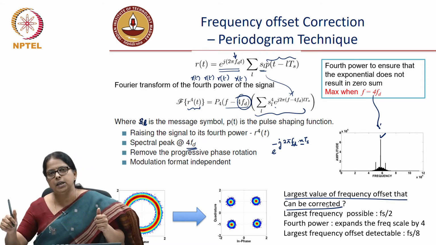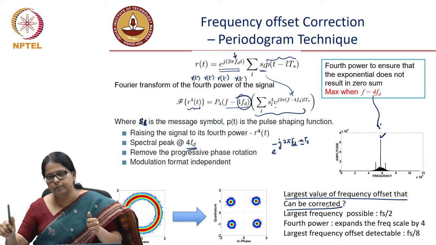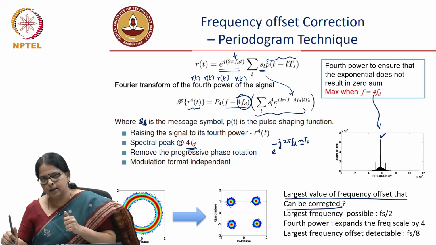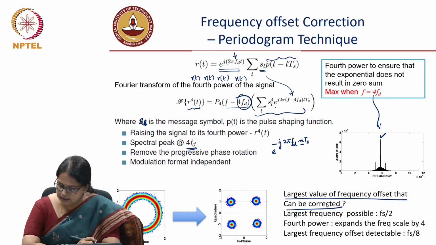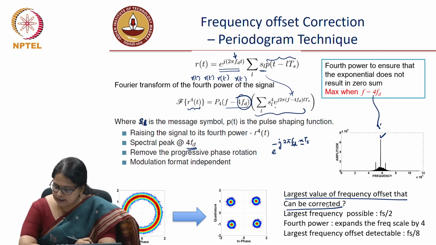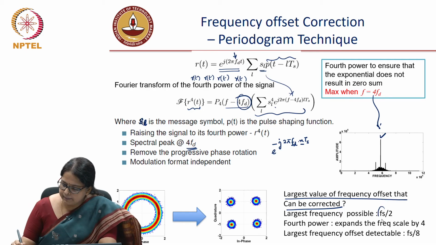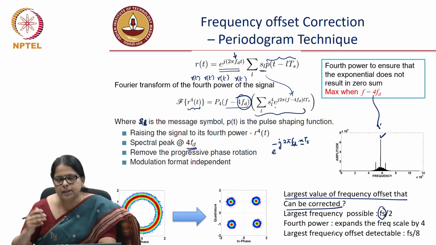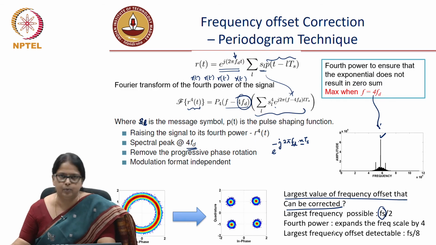Can you correct any value of frequency offset between the transmitter laser and the LO laser? And the answer is very simple to see. If I have my sampling frequency as Fs, the largest frequency that I can determine is Fs by 2. That is decided by my Nyquist.